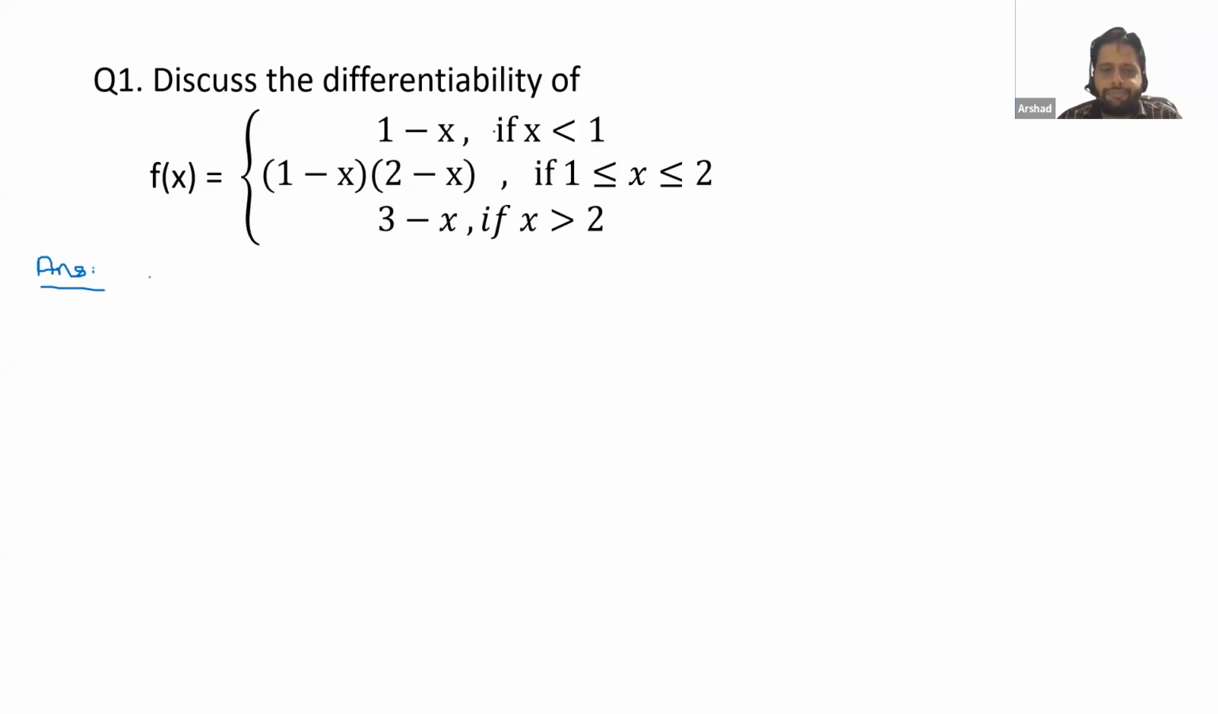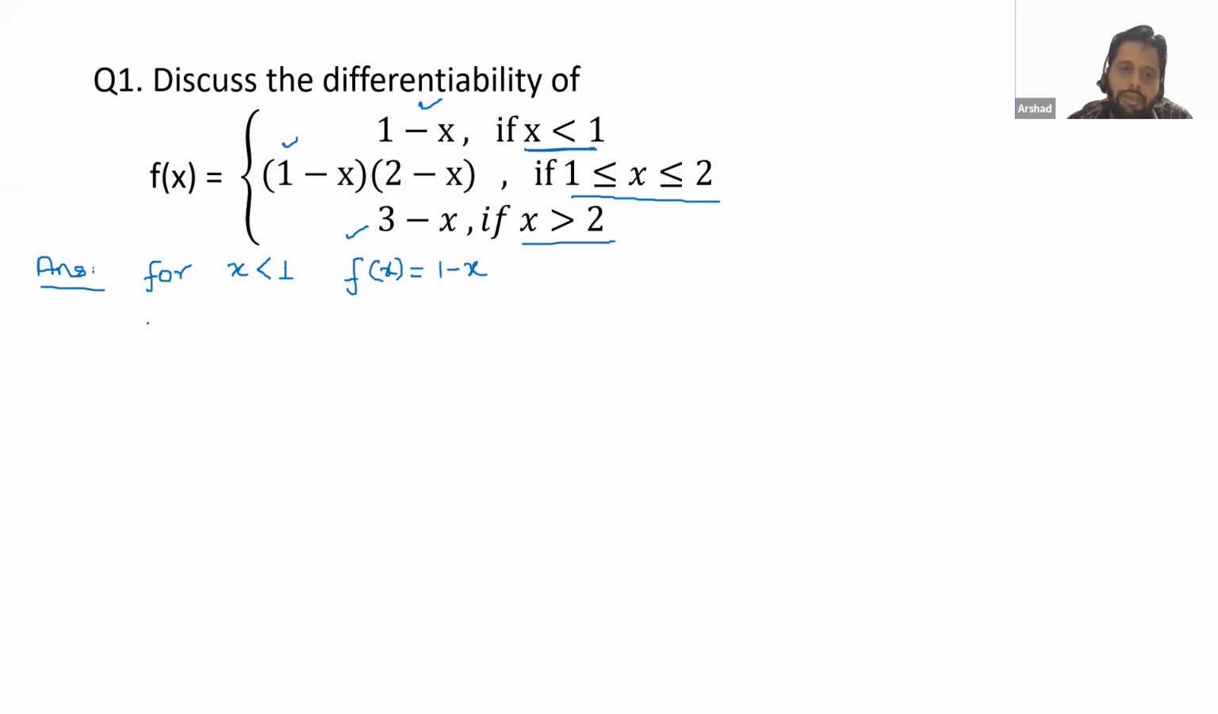So if we analyze this question, what is given here? If x is less than 1, f(x) is this. If x is greater than or equal to 1 and less than or equal to 2, we have f(x) this. If x is greater than 2, we have f(x) equal to this. So in this question, we need to discuss the differentiability at each and every point. Please check how we need to solve it. For x less than 1, f(x) is equal to 1 minus x.